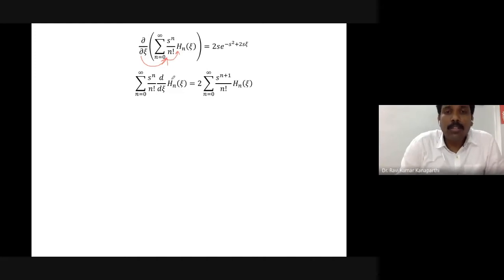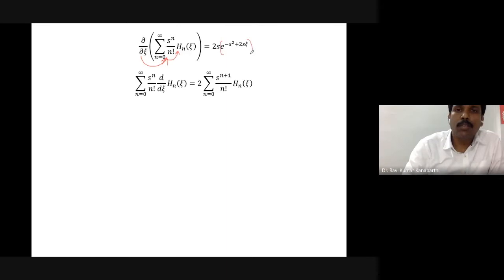Which is equal to, on the right hand side, you can see there is a term e to the power minus s square plus 2sz. This is a generating function. If it is a generating function, I can easily replace it with the sum over n from 0 to infinity of s to the power n by n factorial Hn of z, right? So I have written it here.